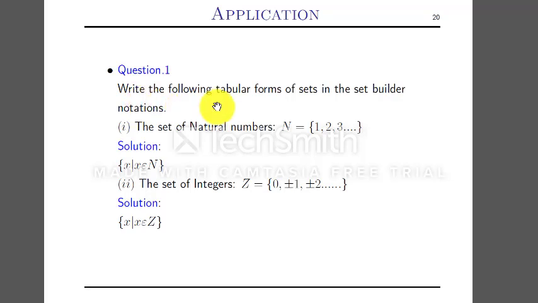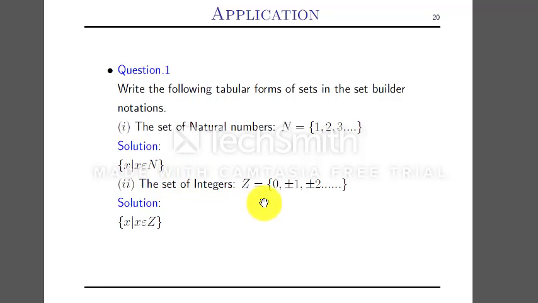Application. Question number 1. Write the following tabular form of sets in set builder notation. The set of natural numbers N: 1, 2, 3. If we want to write this set of natural numbers in set builder notation, we can write it as {x such that x belongs to N}. It's enough because there is no condition on N. We are not choosing particular numbers. We just have to define the whole set of natural numbers. So it's enough to write it as x such that x belongs to N.